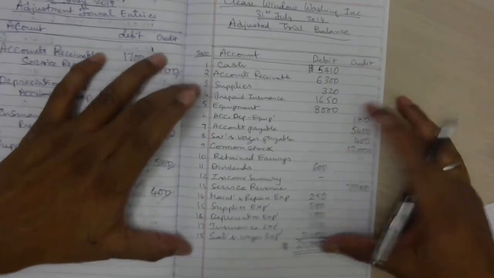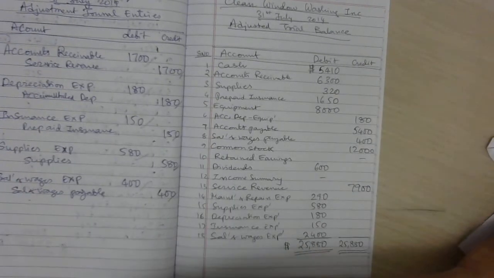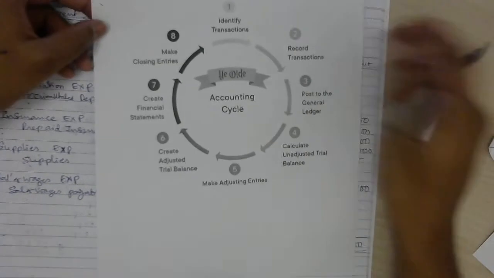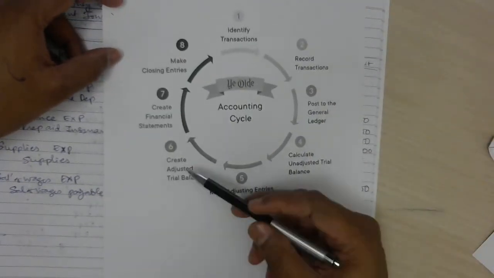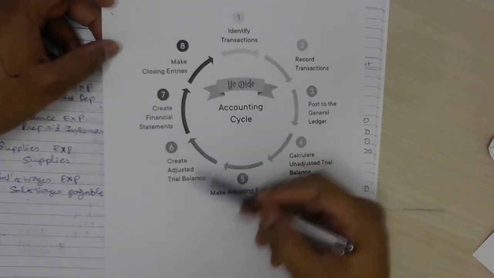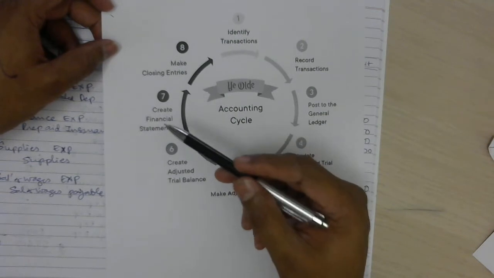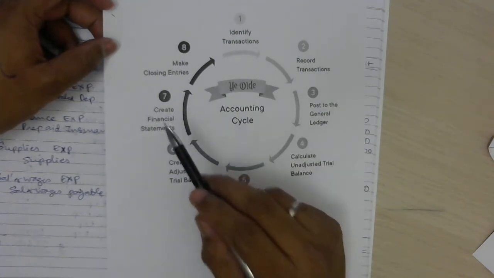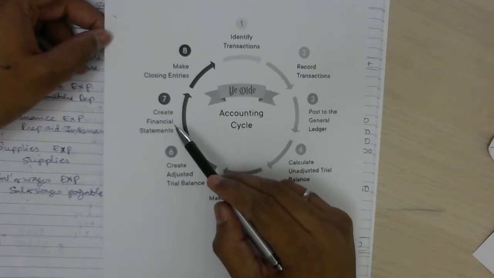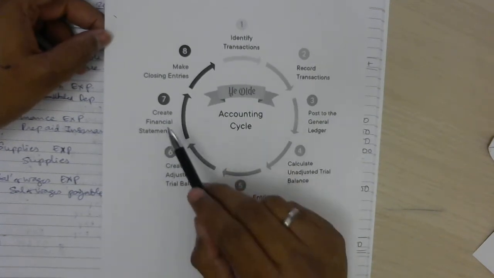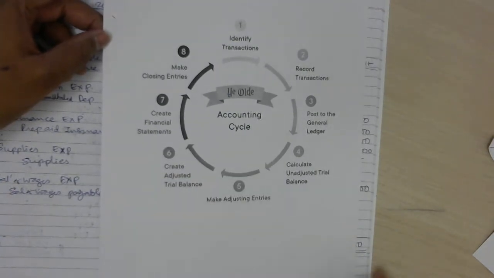Now we have enough information to make the financial statements. That is the whole purpose of doing this. We have done all these things, making adjustment entries and creating the adjusted trial balance. Now, based on this sixth step, I can make the financial statements. That is three statements: the income statement, the retained earnings statement, and the classified balance sheet. Those three financial statements we will see in the next part.